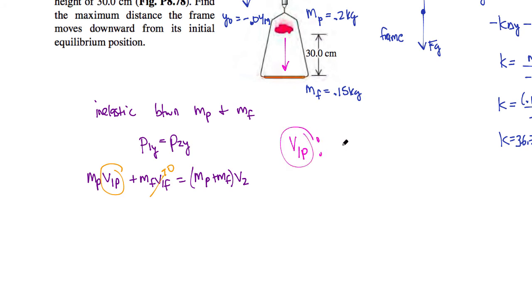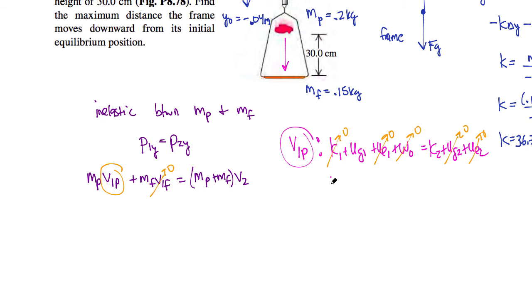So to find V1 of the putty, I'm going to say K1 plus UG1 plus UE1 plus work other equals K2 plus UG2 plus UE2. So initially it starts from rest. Finally it has some kinetic energy. Initially it starts with some height. No springs involved in this particular part, and no work done by other forces. And at the bottom, it has run out of kinetic energy.